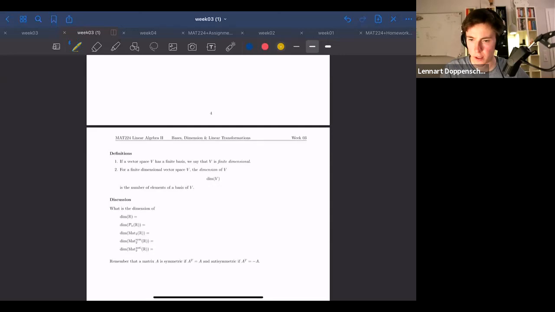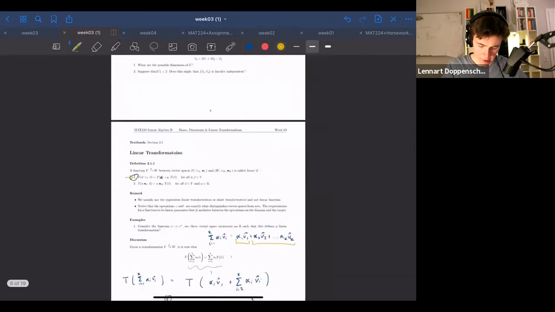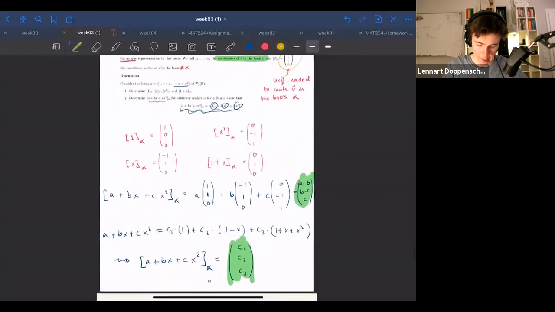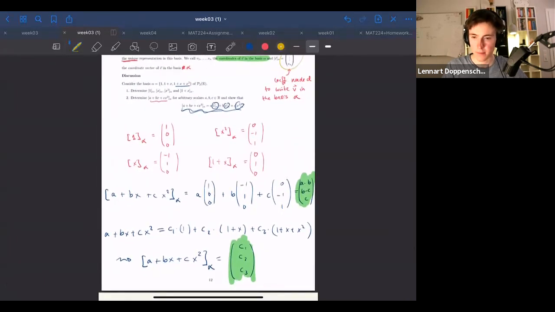I see there's a question in the chat. How could we get the coefficients? Do you mean that in this calculation explicitly here we want to get C1, C2, and C3? I don't even know if that student is still in the session. No, the student is gone.